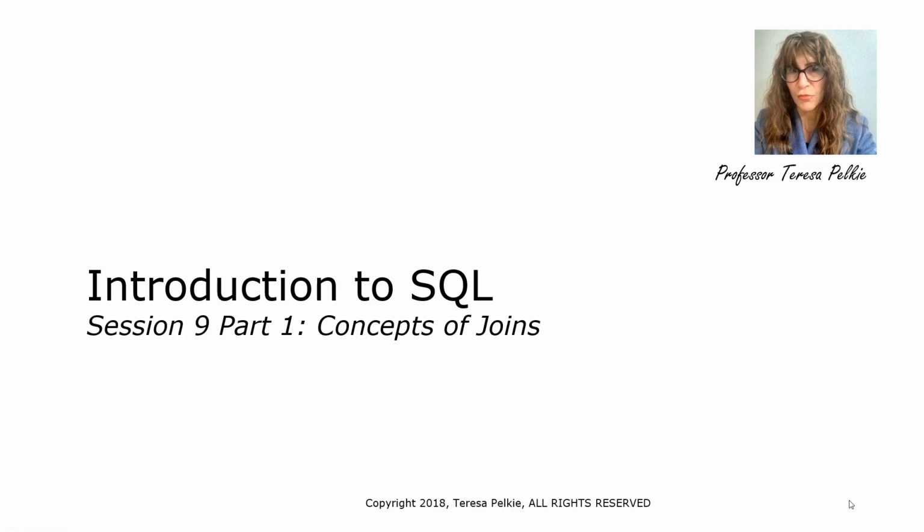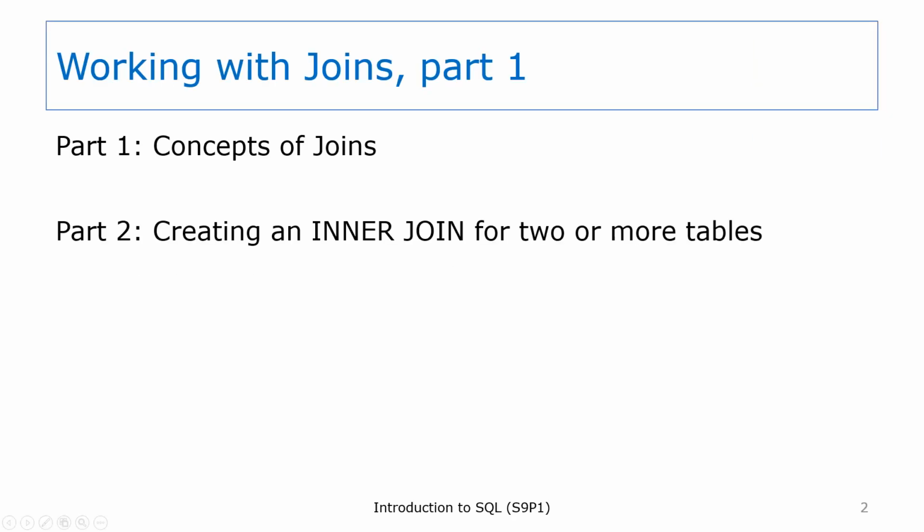This is Session 9, Part 1, Concepts of Joins. In this session, we'll get started with what is probably the most important feature of a relational database management system. That feature is referred to as a join, and it is used to join data from two or more tables together using one SQL statement.